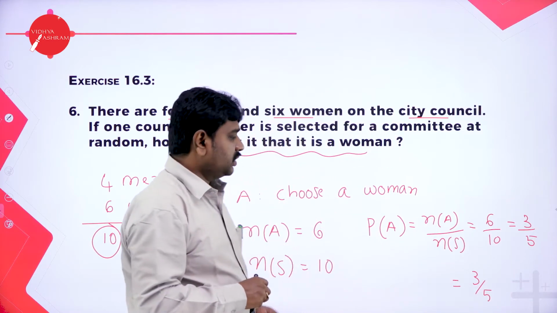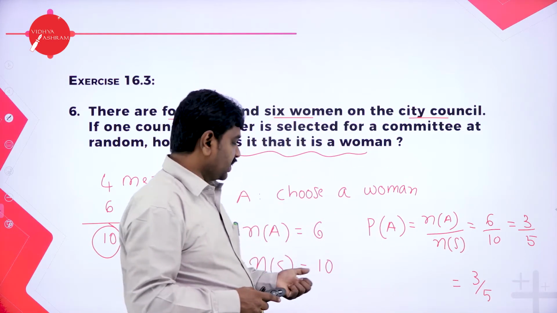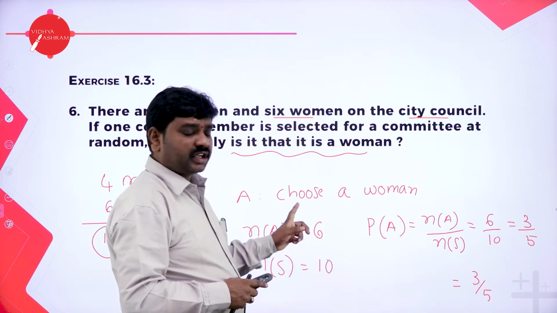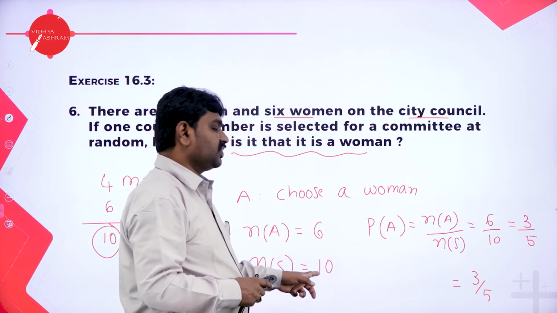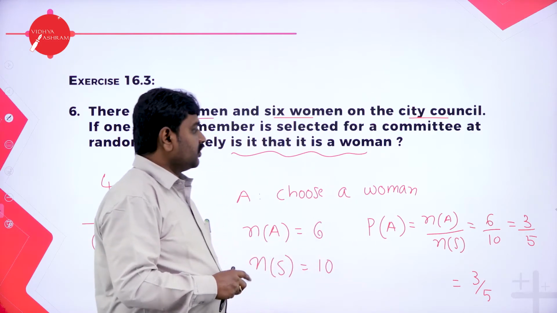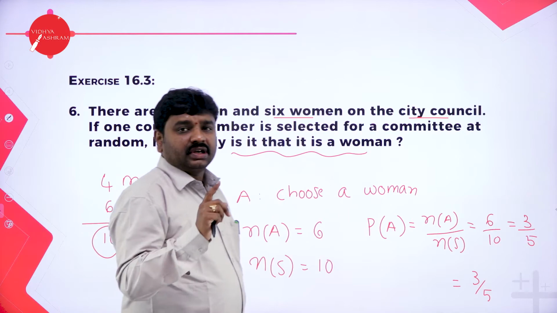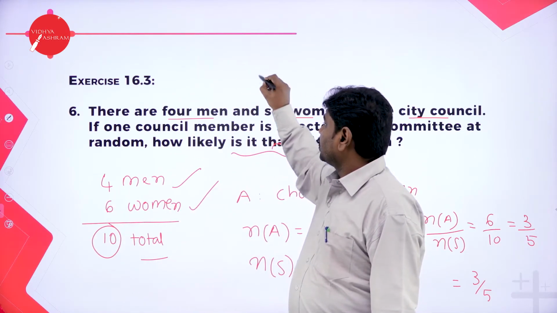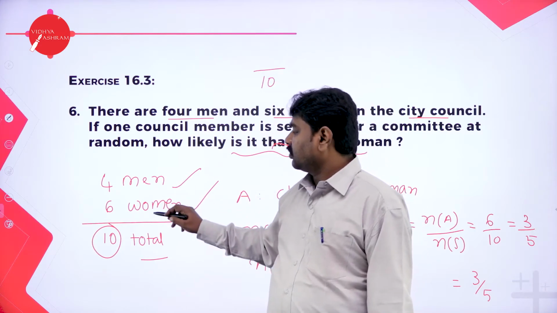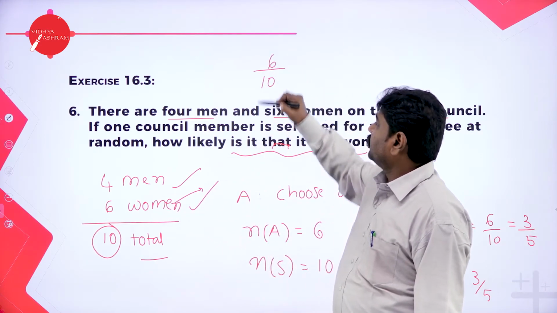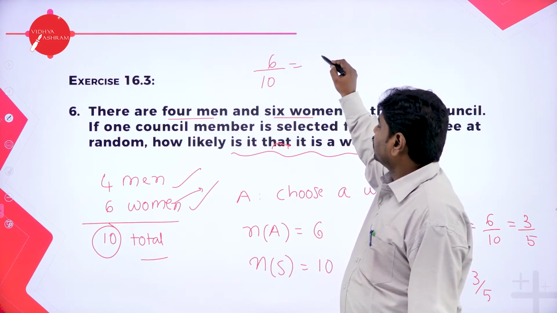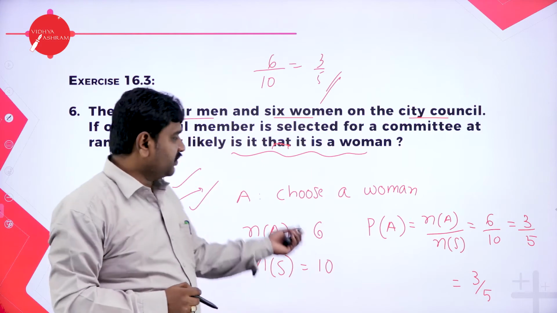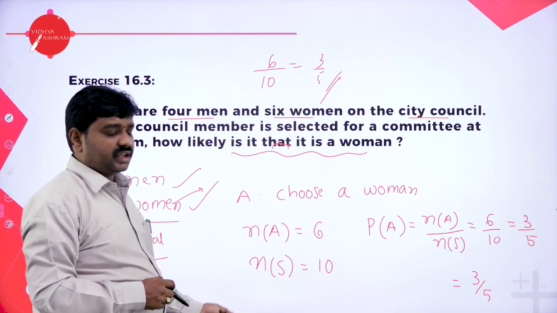Out of 10 people, there are 10 possible ways of selecting. And out of 6 people, you have to select a woman. A woman can be selected in 6C1 ways. 6C1 is 6, 10C1 is 10. So 6 by 10, favorable by total. They told 4 men are there, 6 women are there, so total is 10. But you should select women, so 6 possibilities are there. 6 out of 10, that is 3 by 5, is the probability. And in terms of events, we define P of A as n of A divided by n of S.